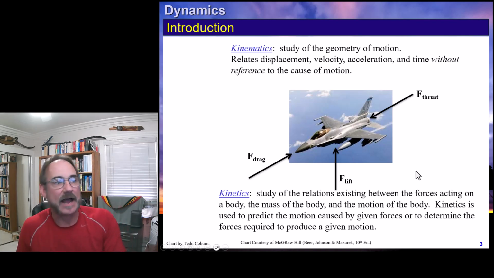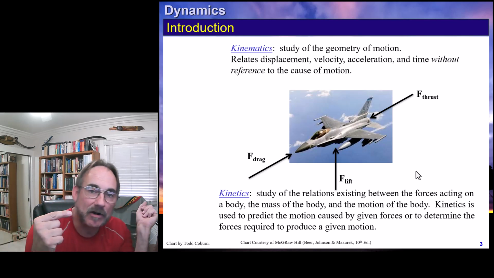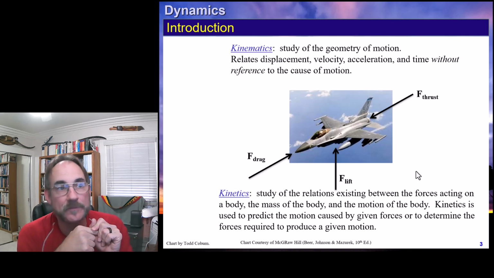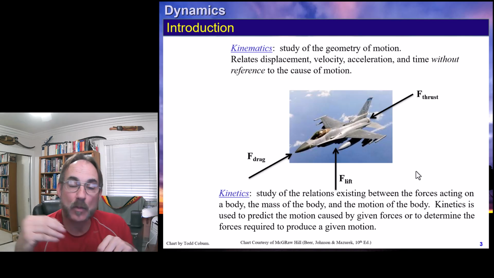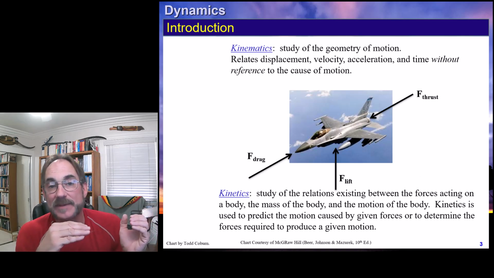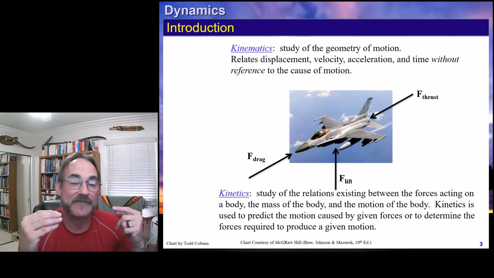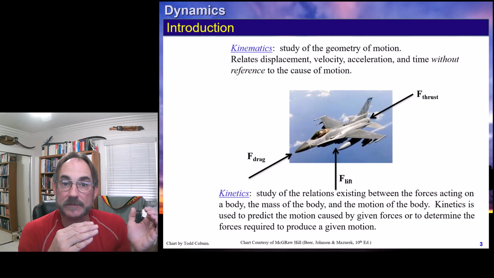So for an aircraft, we've got thrust, and that thrust is resisted primarily by drag in the horizontal realm. If we have more thrust than drag, we're going to be accelerating. If we have less thrust than drag, we're going to be decelerating. If we have equal amounts of thrust and drag, we're going to have constant velocity motion.